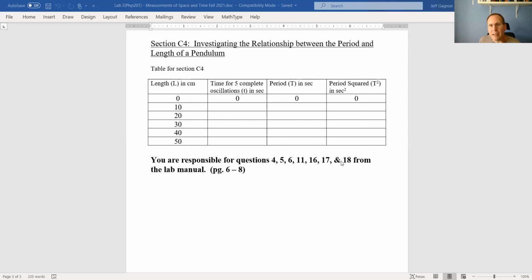And then question 18, this is what I discussed in the measurement handout. Question 18 wants you to come up with an equation that gives the period as a function of the length. So a period T in terms of the length L. So let me just remind you of how to come up with that. I'll do that on the iPad as well.